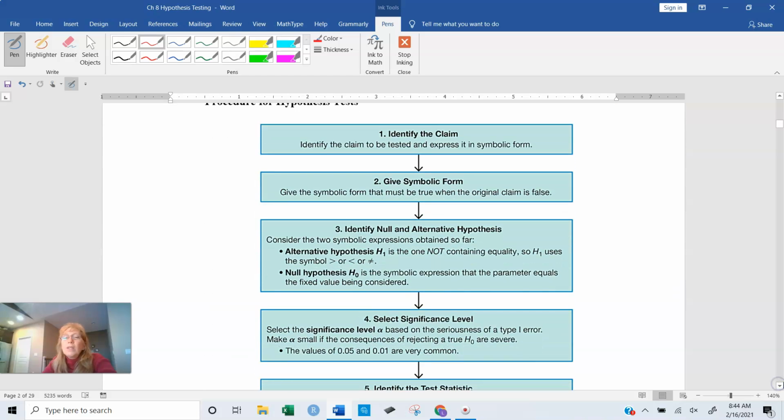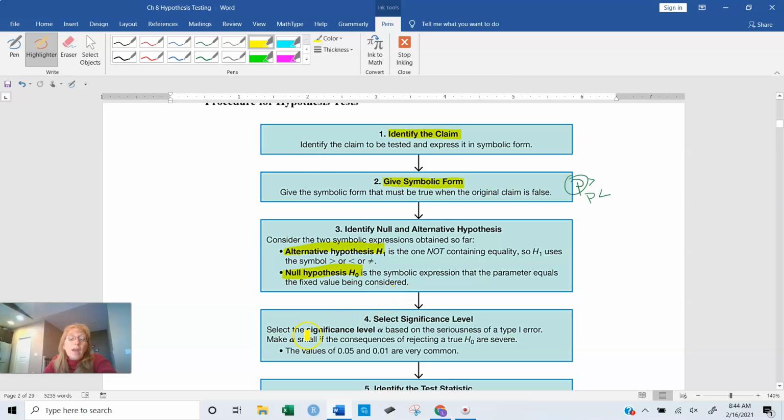All right, these are the steps you have to follow. There are truly 8 of them. Identify, what are you actually trying to prove? So, what am I claiming? Make sure you write in symbolic form. That's where you're using the P. P is either greater than, or P is less than, or P is greater than or equal to, whatever it is, but you're using this P. Identify the null and the alternative. So you have to create the alternative hypothesis and the null hypothesis.